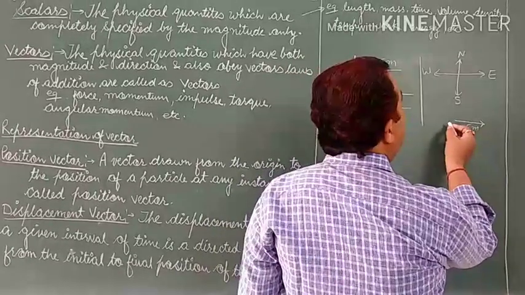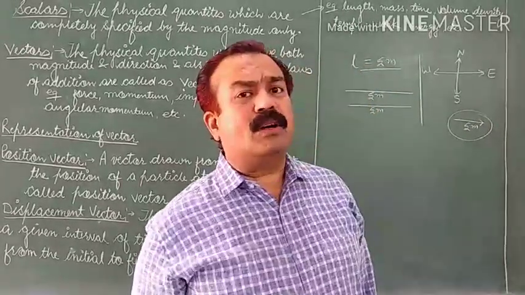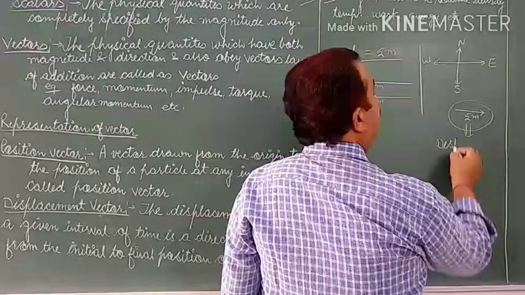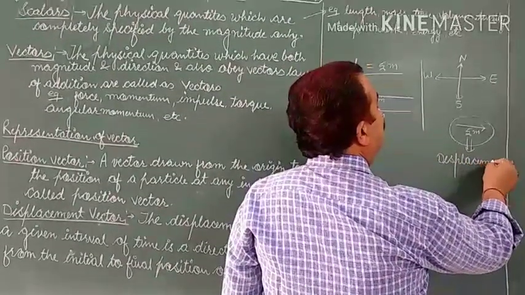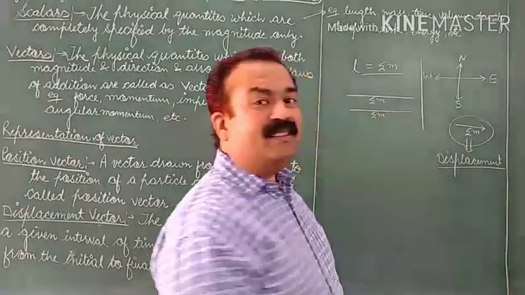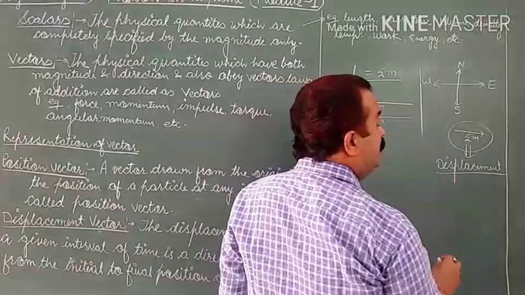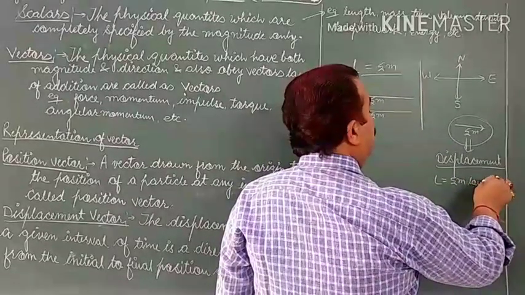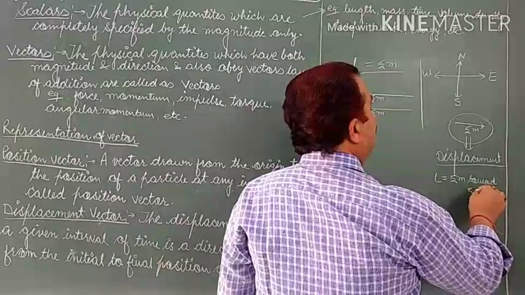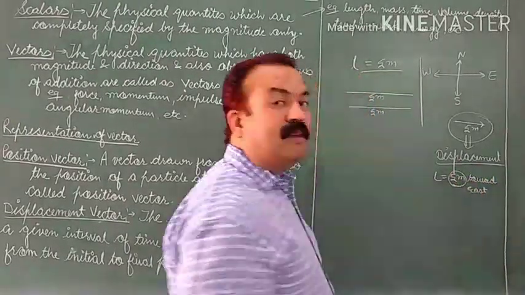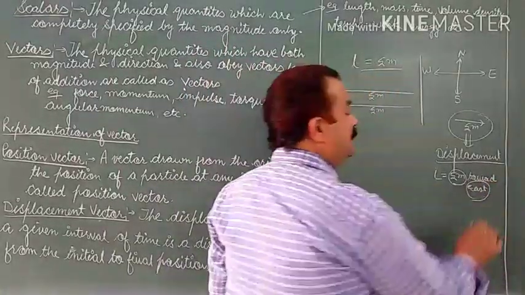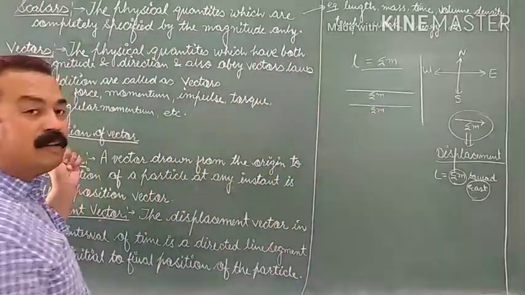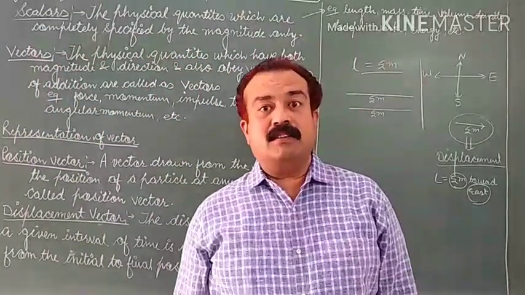So in this condition, this is a vector quantity. But now this is not length. This is called displacement. So in this condition, if I am saying that a person is covering displacement L equal to 5 meter toward east, then 5 meter is the magnitude and east is the direction. So direction as well as magnitude specify a vector quantity.